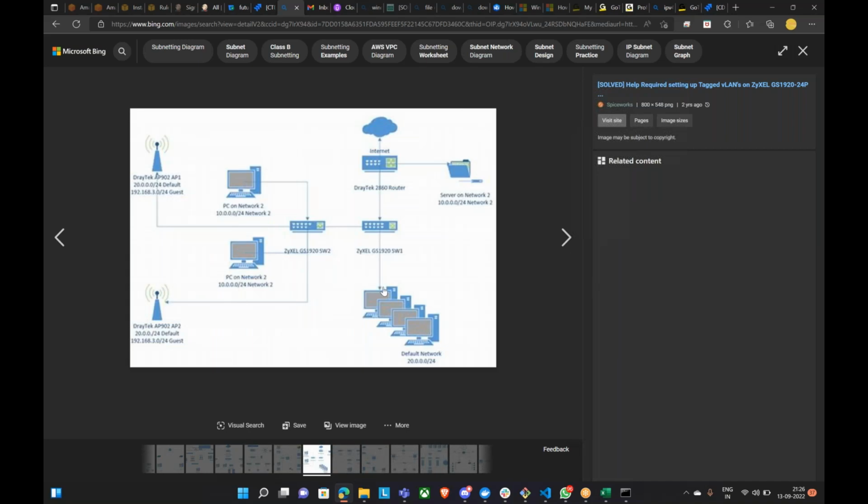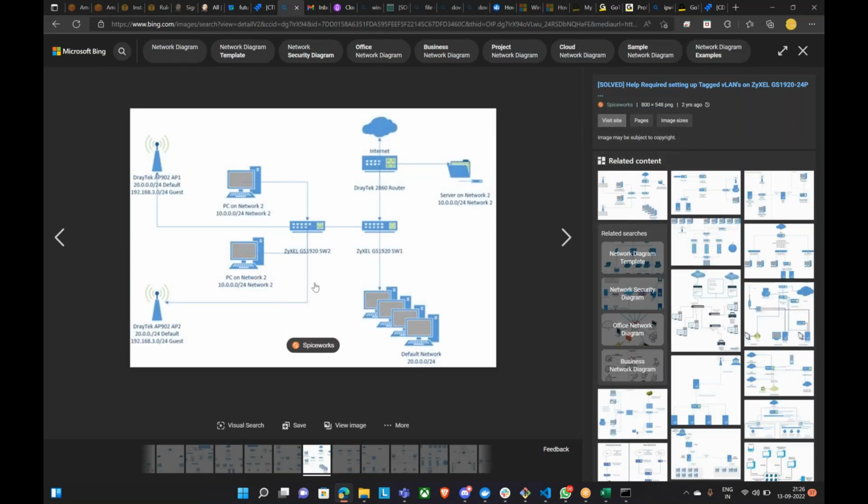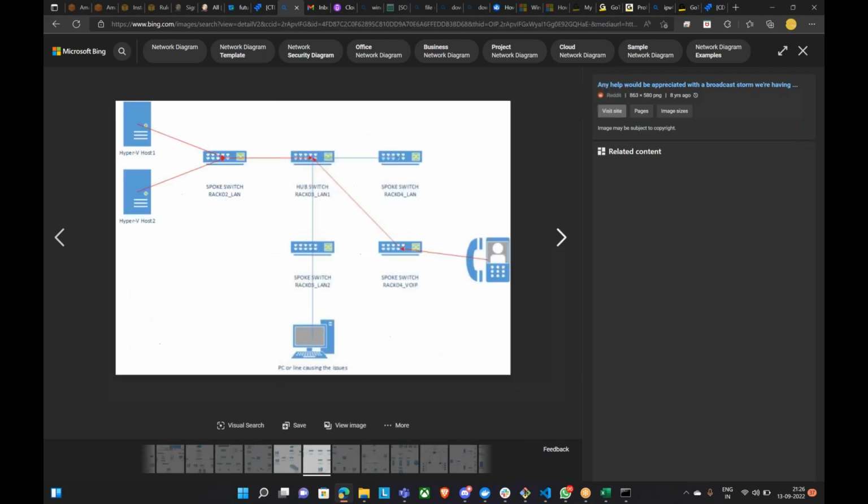There is another diagram here. As you can see, they all belong to the same network. 10.0.0.0/24, these are also the same. So they all belong to the same network. How can we tell that? Because of this CIDR value. The CIDR value is the same for all three devices shown in the diagram here.